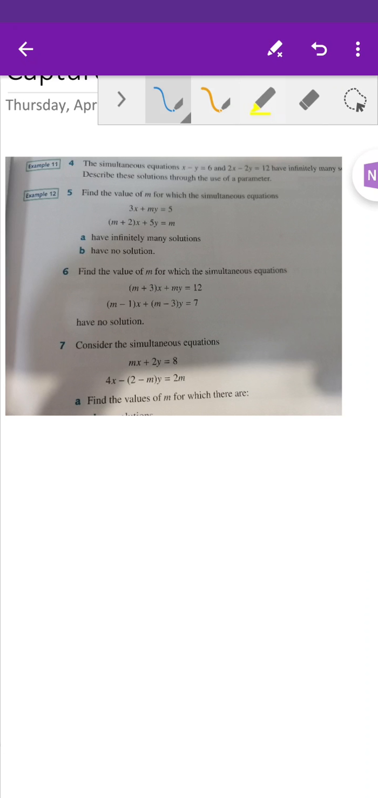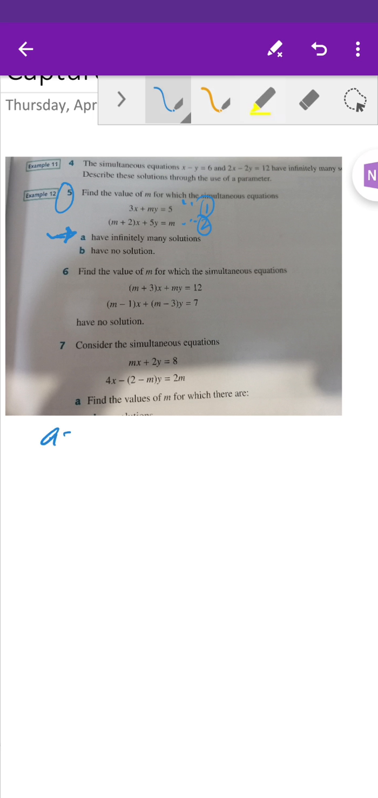This solution looks at when we have two equations, equation 1 and equation 2, and we're going to look at 5a. This requires us to find the value of m for which these simultaneous equations have an infinite number of solutions, that is, infinitely many solutions.